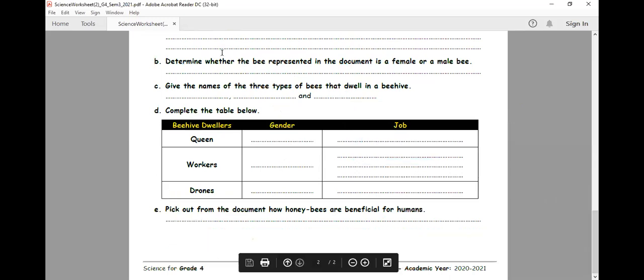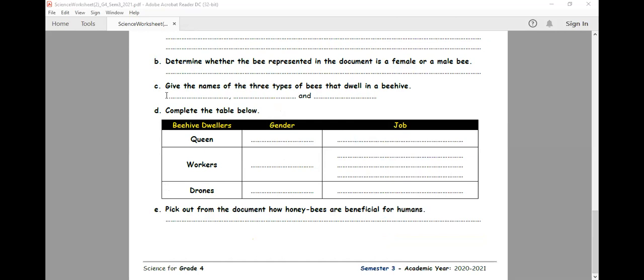Excellent. Give the names of the three types of bees that live in a beehive. The drone. The queen bee. Oh, excellent. The queen bee. That's right. What else? The drone. And what else? Where are the workers? The worker bees.